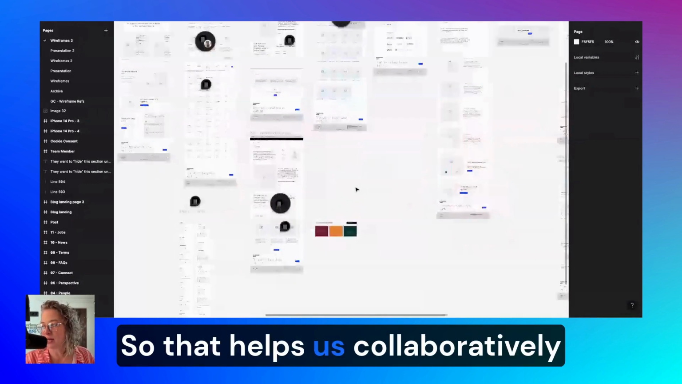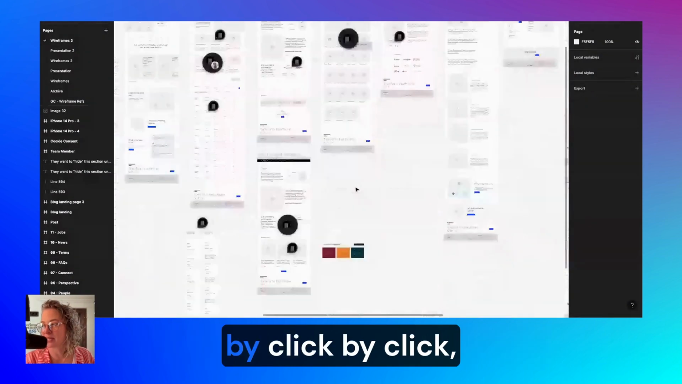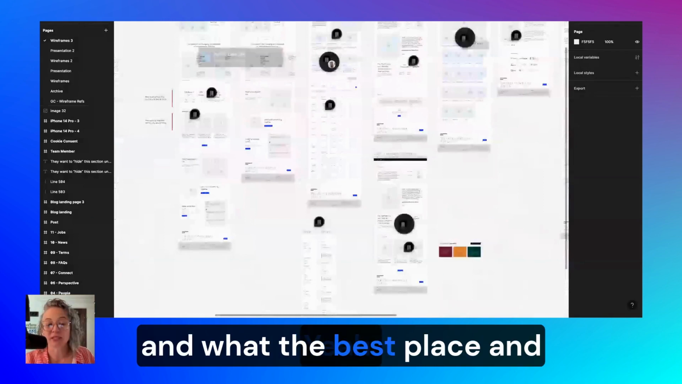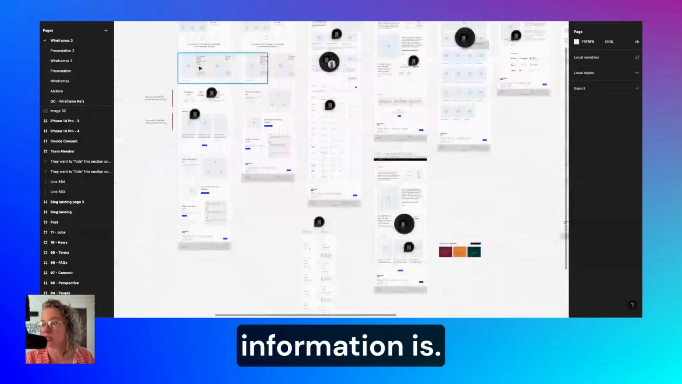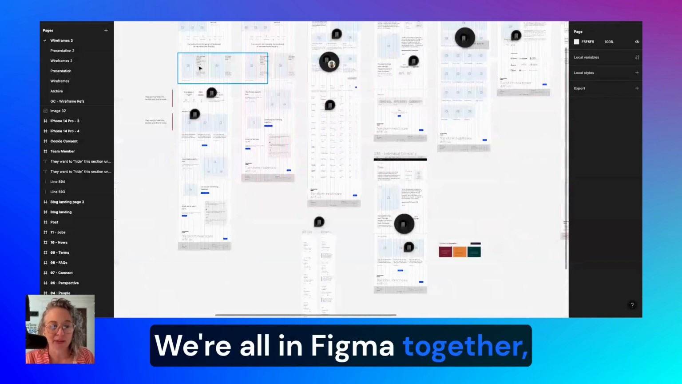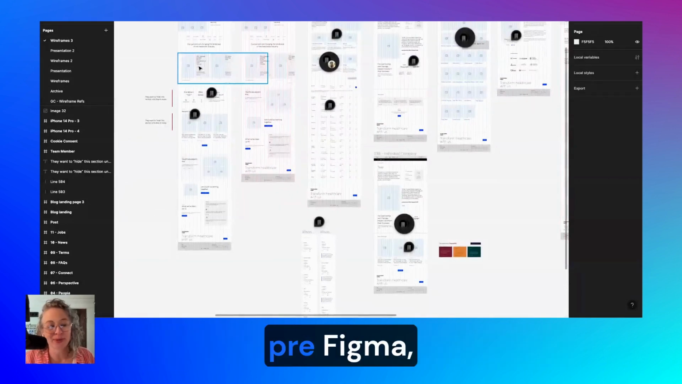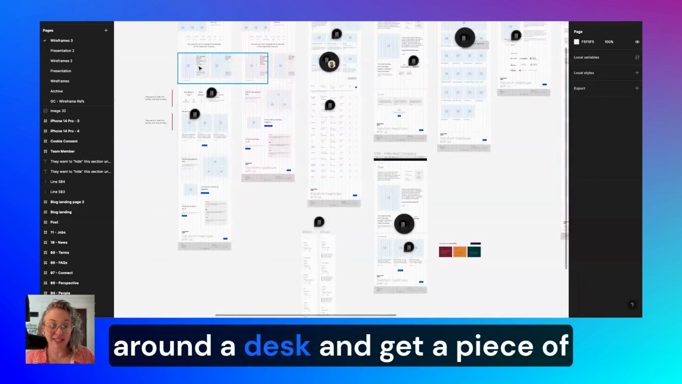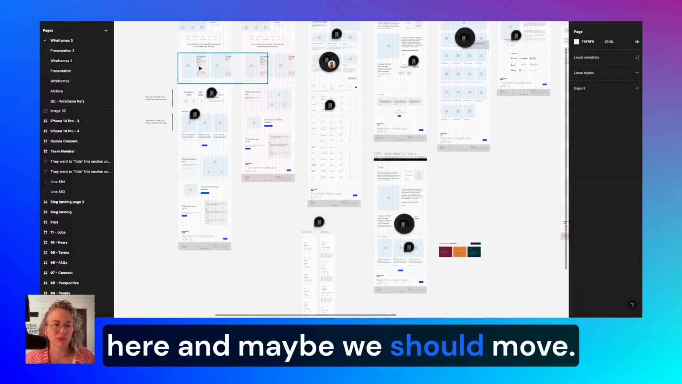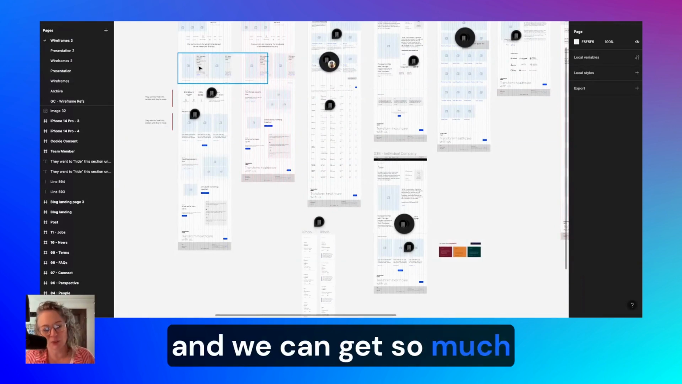So that helps us collaboratively decide page by page by page, click by click, what is going to go where and what the best place and the best way to show that information is. So it's a lot of back and forth, and this is Figma. We're all in Figma together, and we're doing this collaboratively. And the way that this was done pre-Figma is we would just huddle around a desk and get a piece of paper out and draw stuff and say, yeah, I think we should put this box here and maybe we should move this here. This is so much easier and so much more efficient, and we can get so much more done.